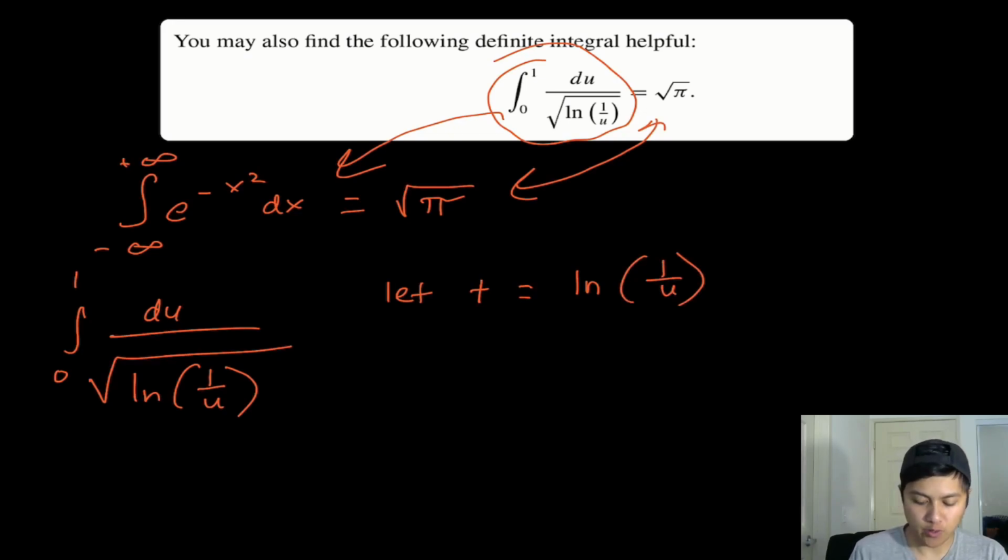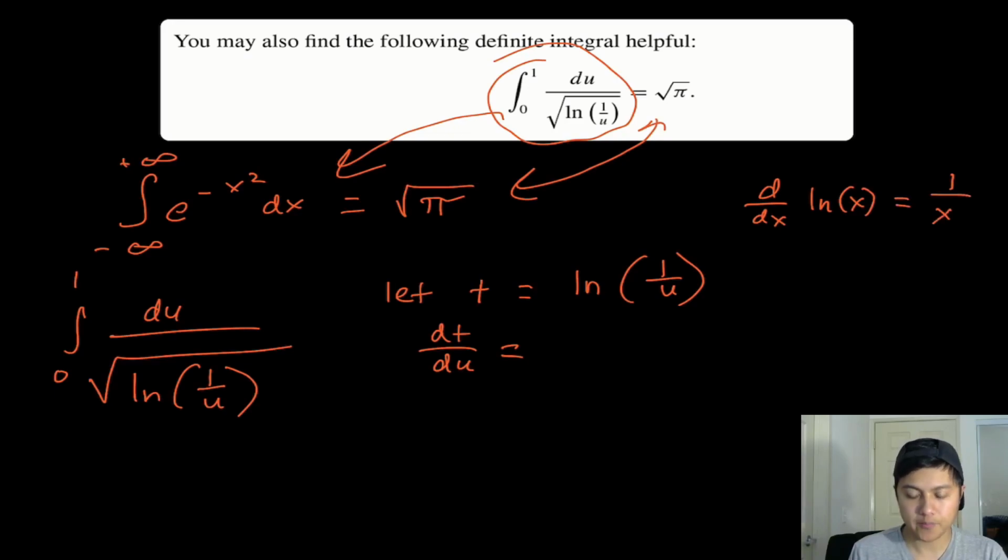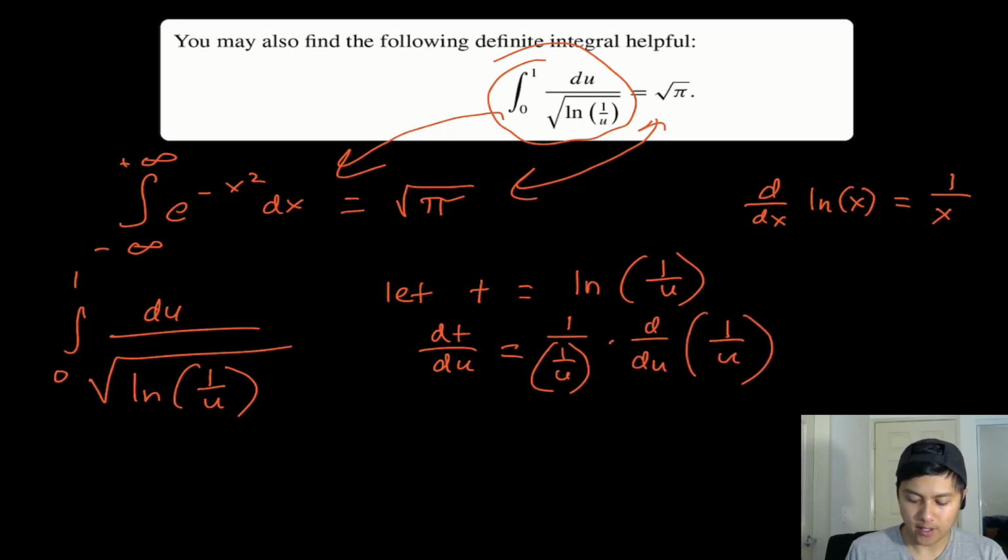And if we take the derivative of t with respect to u, we have to apply the chain rule here. The first part is the outer part, so we know that if you take the derivative of log x, you just get 1 divided by x. So in this case, we'll have 1 divided by 1 over u, which is just u. And then we have to multiply it by the derivative of the inside, which is 1 divided by u. And the derivative of 1 divided by u is just negative 1 over u squared.